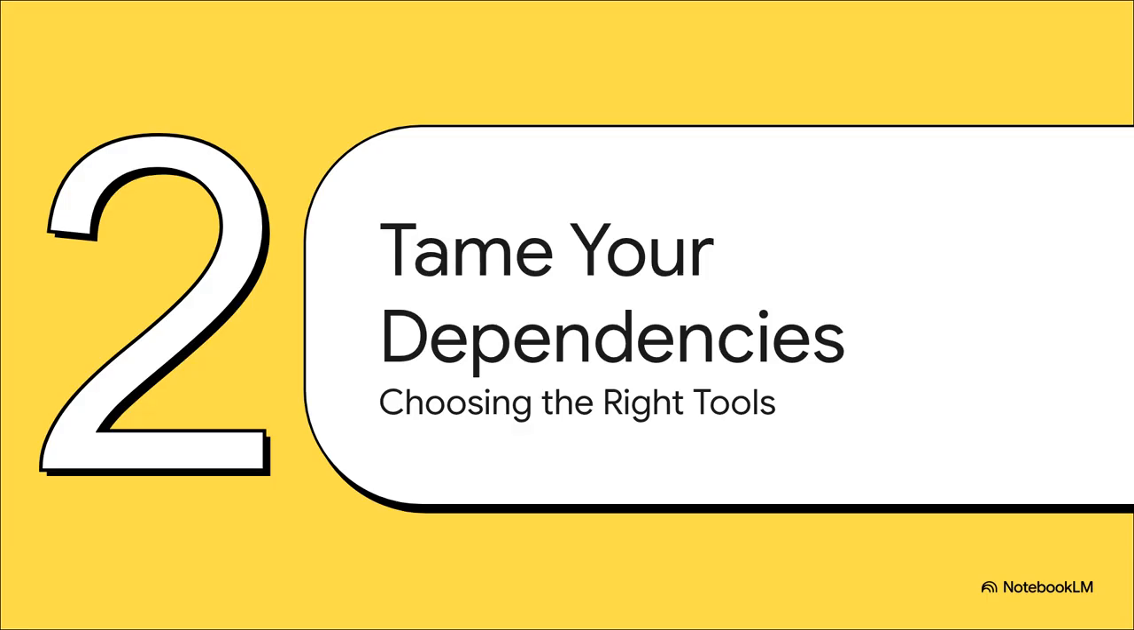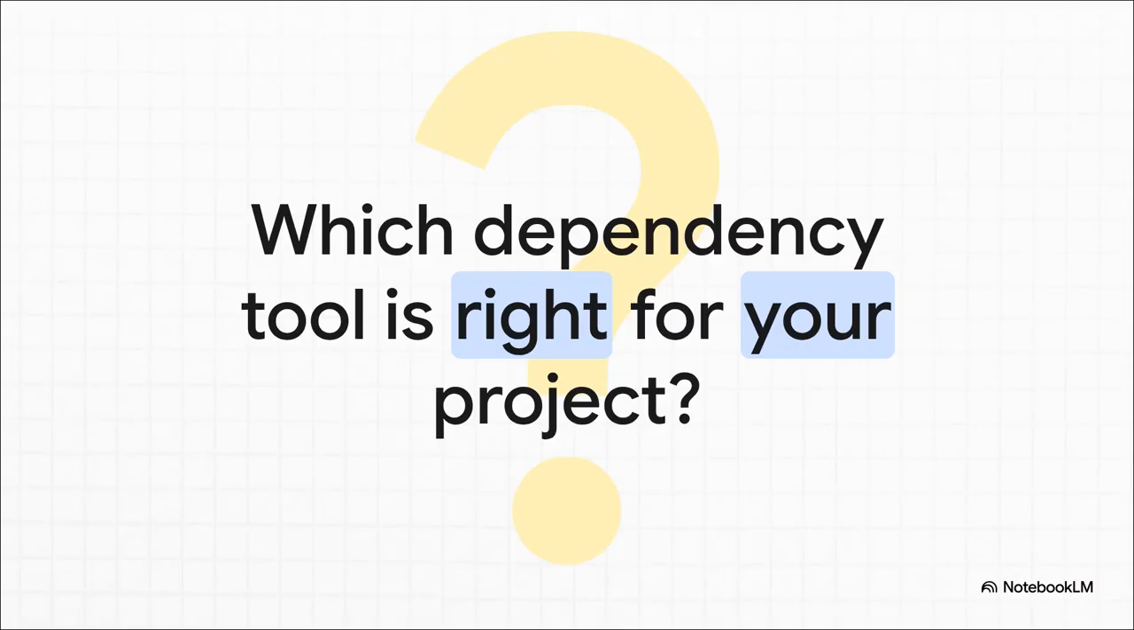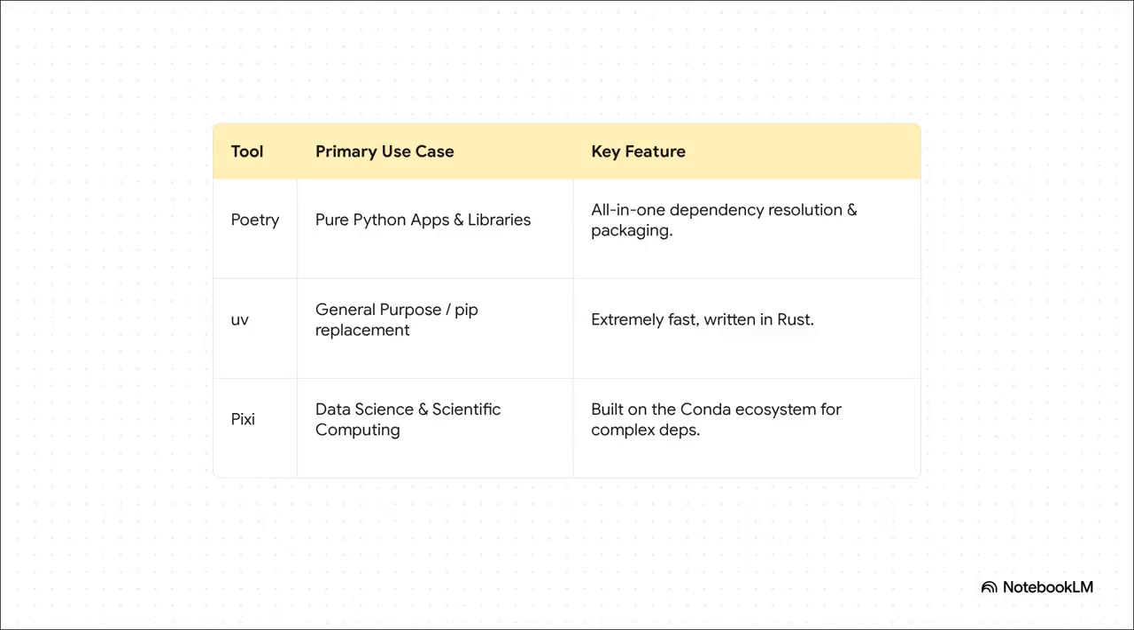Okay, our foundation is poured and the framework is up. Now it's time to tackle the next big challenge, taming the wild beast that is dependency management. We're talking about all those external libraries and tools that your project needs to actually work. Which brings us to a really crucial and, let's be honest, often overwhelming question. The landscape of Python tooling is constantly shifting and changing under our feet. So how in the world do you pick the right tool for your project? Let's break down the modern contenders.